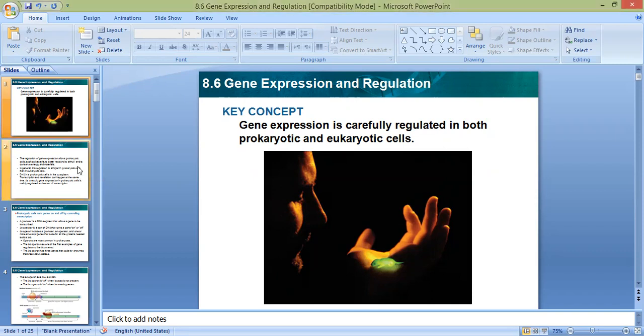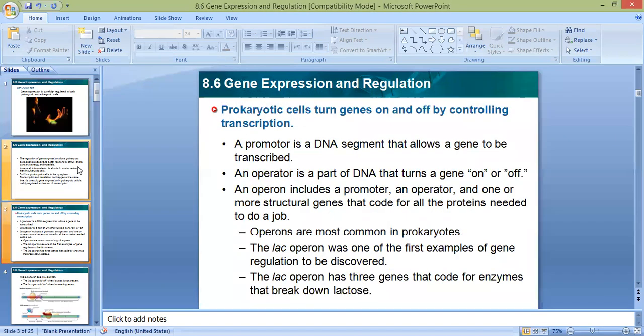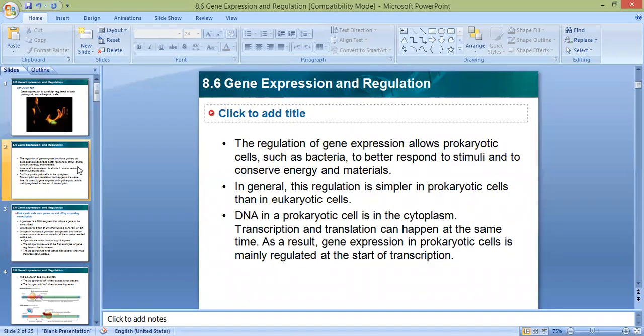Now, this is revision. We are reviewing what we covered last time. The regulation of gene expression allows prokaryotic cells and eukaryotic cells to better respond to stimuli and to conserve energy and materials. In our cells and bacteria cells, regulation of gene expression in both of these cells is important to conserve energy and materials, and to respond to stimuli. In general, this regulation is simpler in prokaryotic cells than in eukaryotic cells.